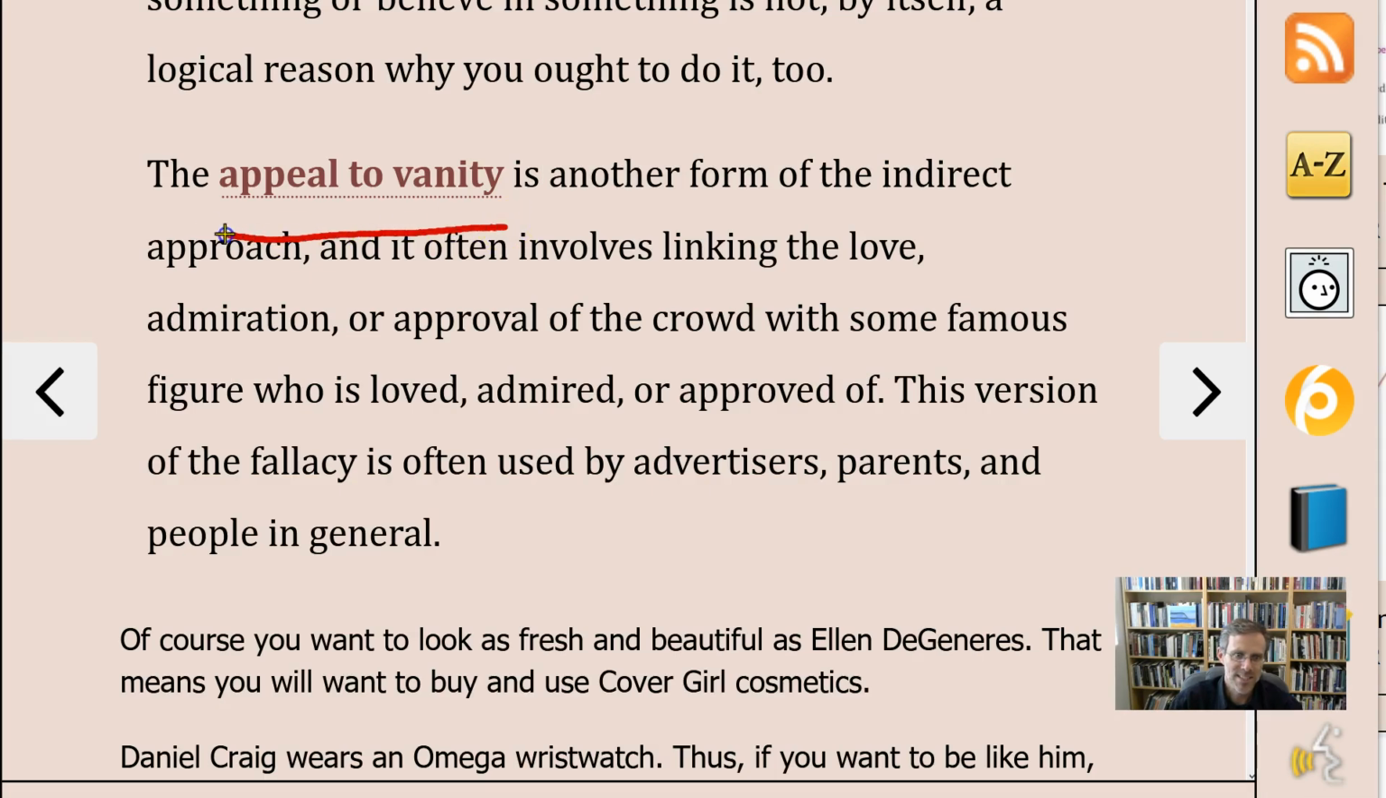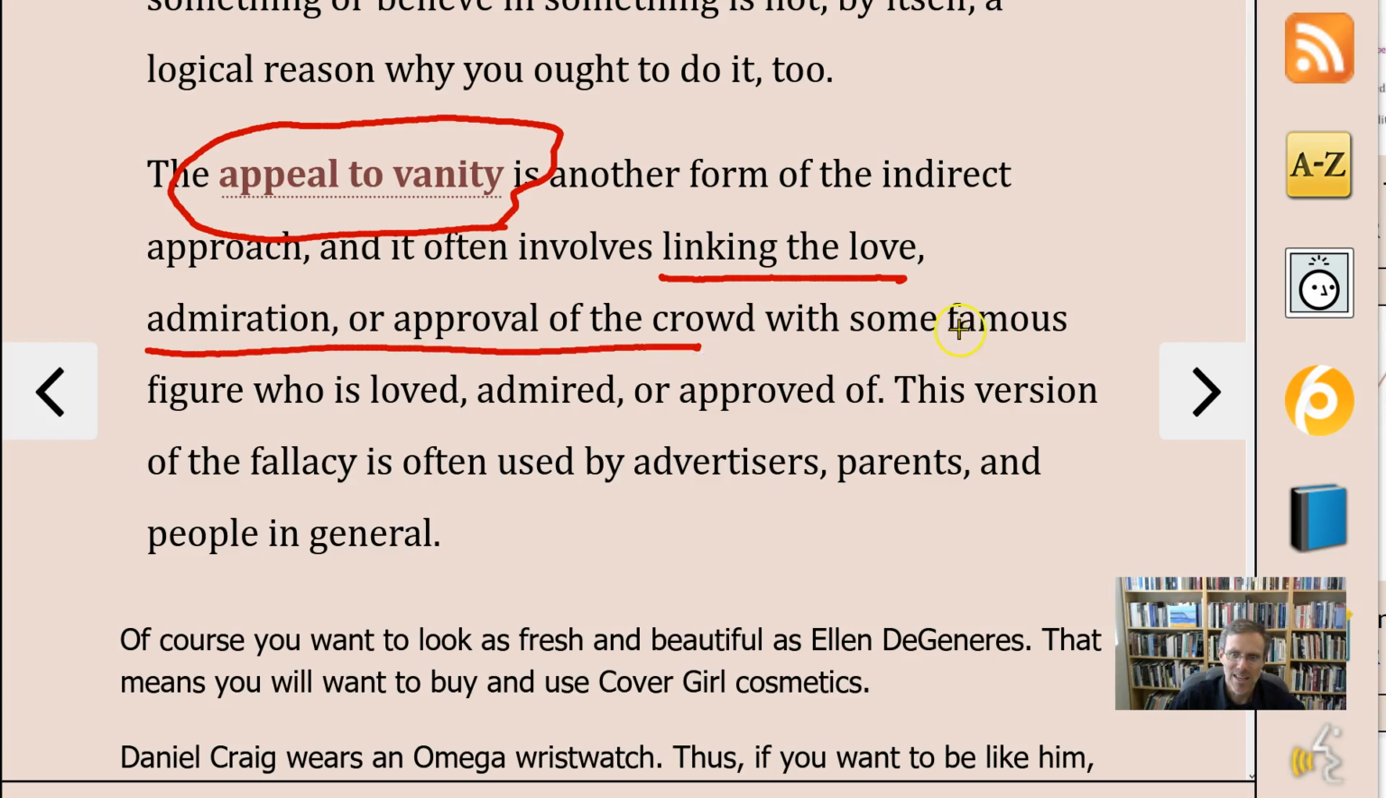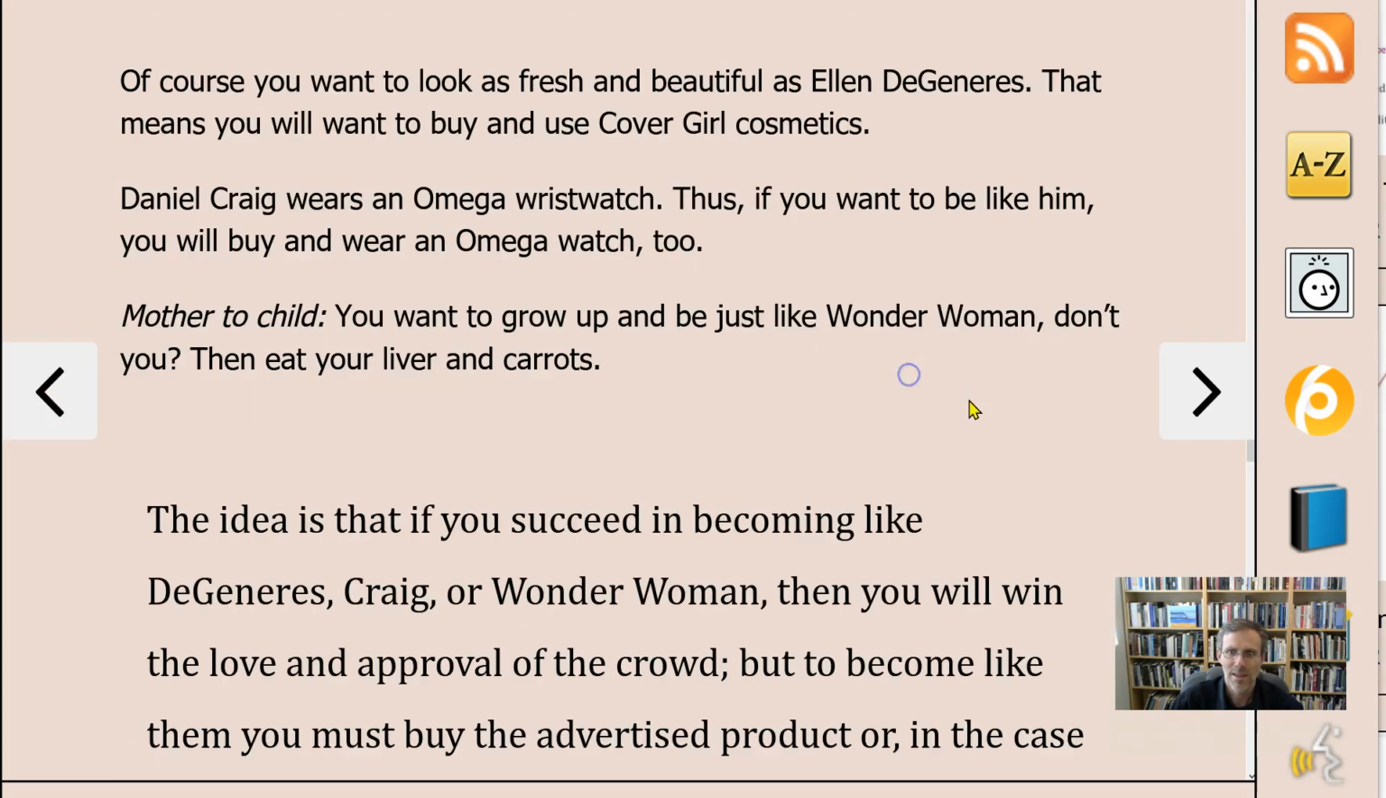Hurley also differentiates from these forms another indirect form, which he calls the appeal to vanity. The appeal to vanity is not entirely unlike some of the other ad populum appeals. It's another indirect approach for Hurley. But the key idea here is that we're thinking that we can get love and admiration or approval in a very specific way. And that is some famous figure who is loved, admired, and approved of is used to support the claim that the speaker is trying to get us to believe.